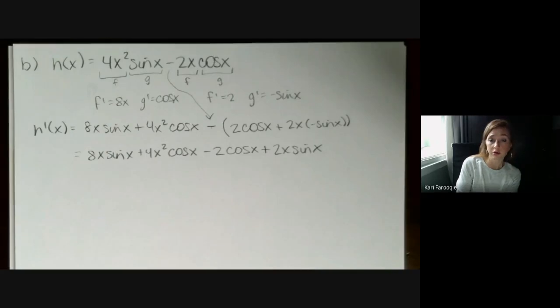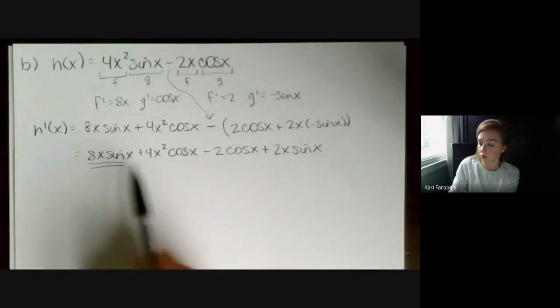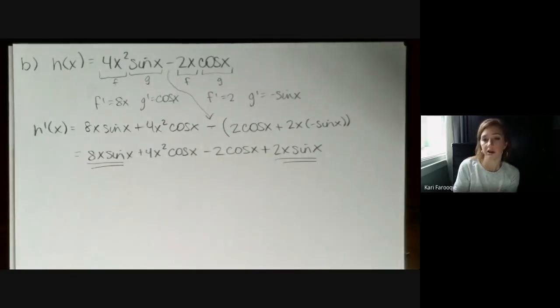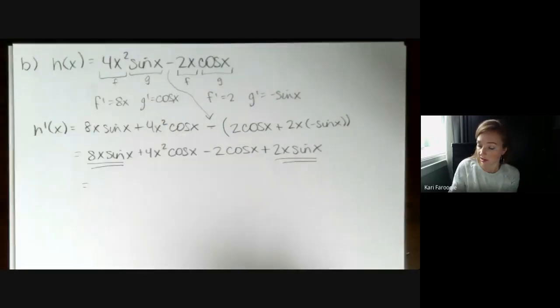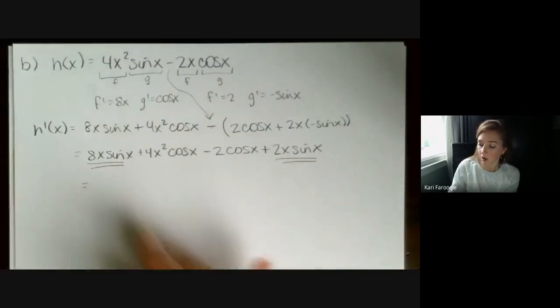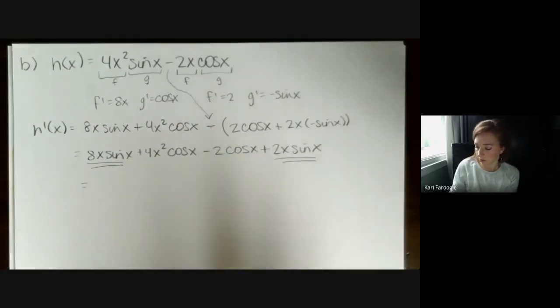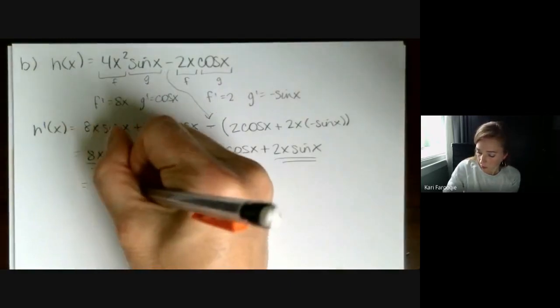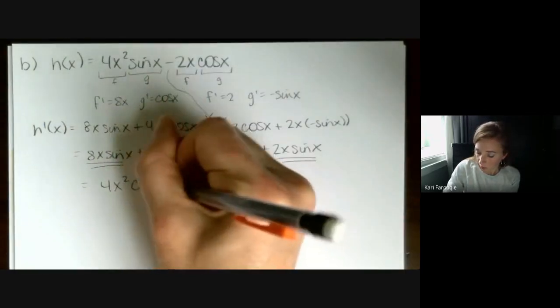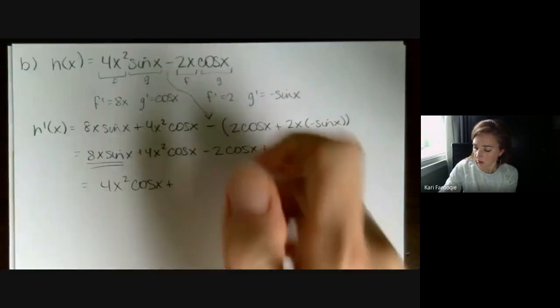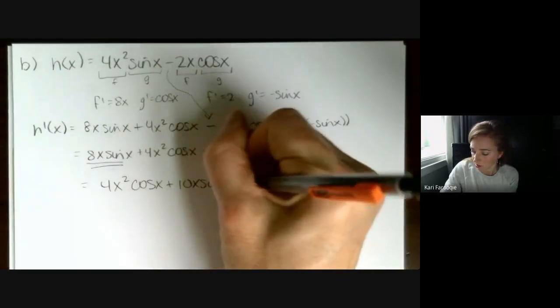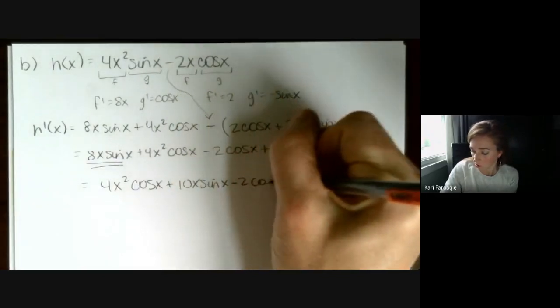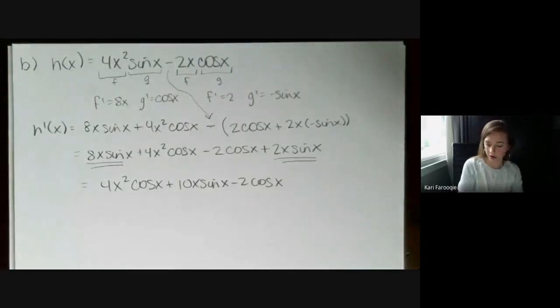And then we're going to go through and see if there are any like terms that we can combine. And in this case, we have 2 terms that have an x sine x on them. So we can go ahead and add those together. We can consider those like terms. I'm going to write mine in descending order because I'm pedantic. We have 4x squared cosine x plus the 8 and the 2 give us 10x sine x and then minus 2 cosine x.